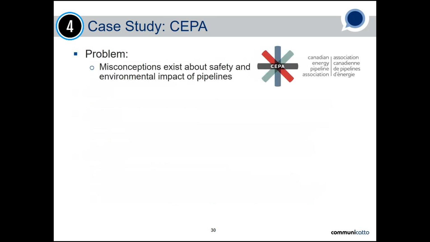So there you go. Next case study, CEPA, the Canadian Energy Pipeline Association. As I'm sure you can imagine, this is a bit topical. There are misconceptions that exist around the safety and environmental impact of pipelines, and I don't want to make this conversation political. We're not going to end up talking about BC wine or any of that kind of stuff. The challenge here is misconceptions, and how do we help to inform Canadians? What are our goals here?